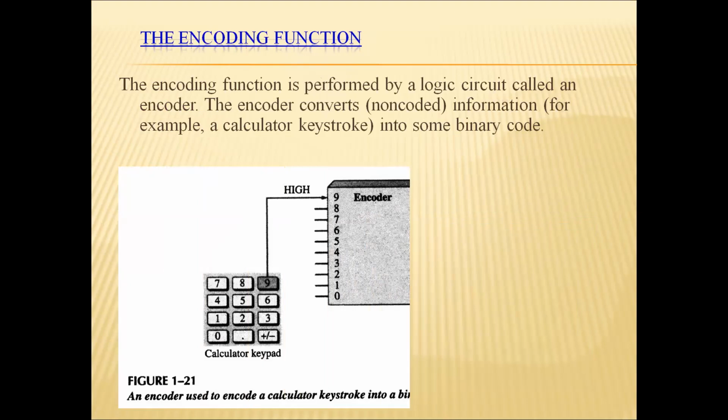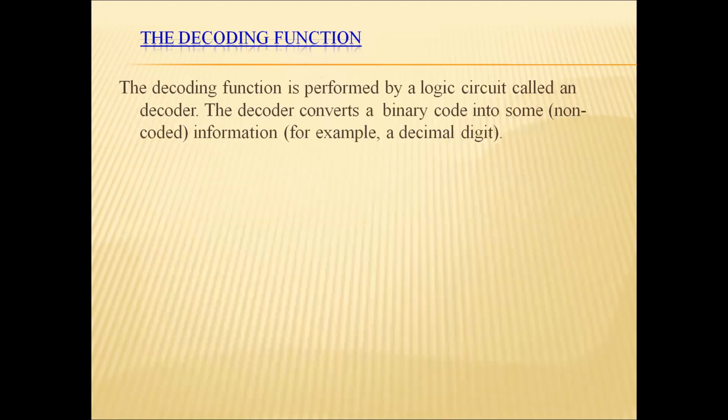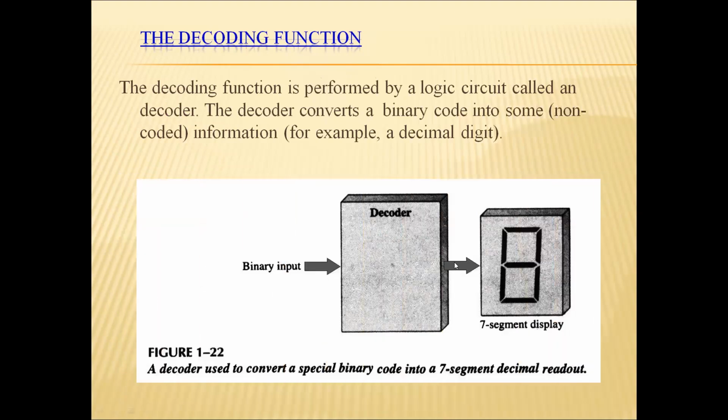Now the encoding function. As you can see here, a calculator keypad is there. If this is an encoder, it will give you a binary code. So that's how it goes with the encoder. It will encode the information which you are providing. And the reverse happens for decoding. If you give a code, it will give you an output. According to whatever code is there, it will decode.